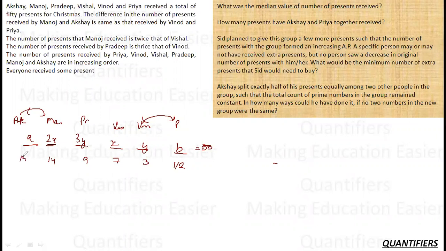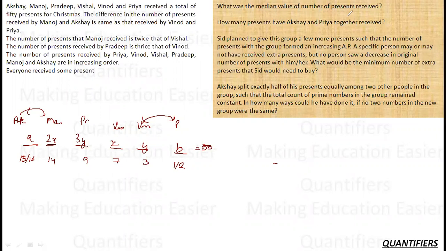This can either be 15 or 16. Simple as that. Only then my total will be 50. So this completes the data which I could fit in using the constraints. Let's move to the question.